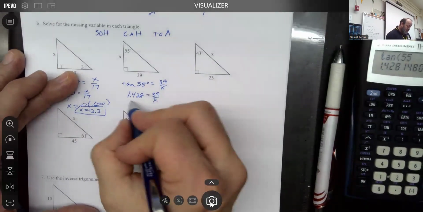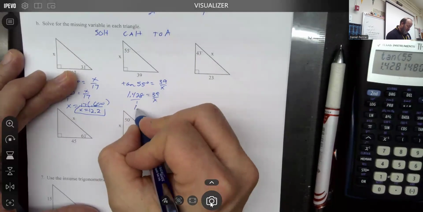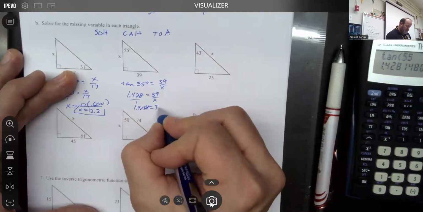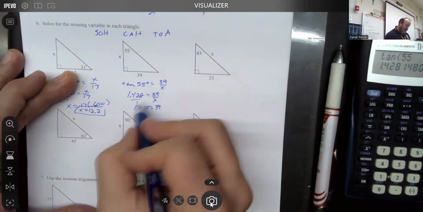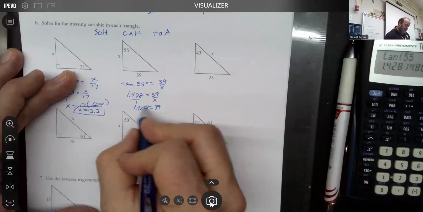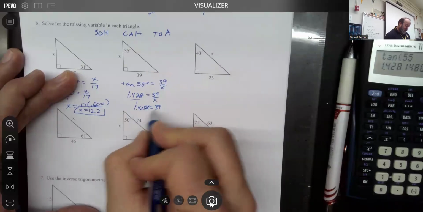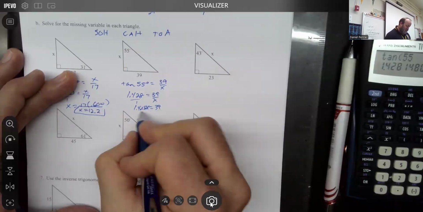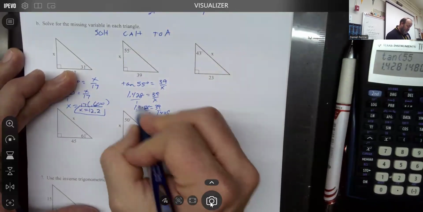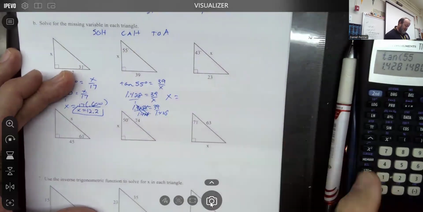So when I cross multiply, I get 1.428 times x is 39. Since x is being multiplied by this 1.428 value, I need to divide both sides by 1.428 to cancel those out, and x would be whatever 39 divided by that is.